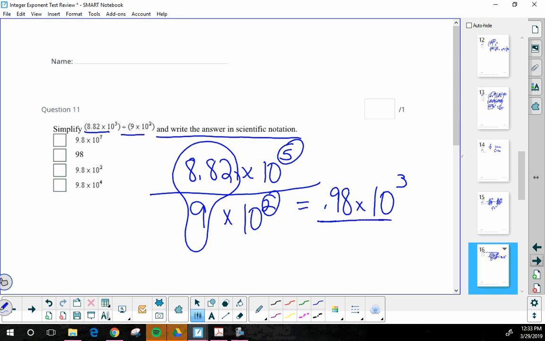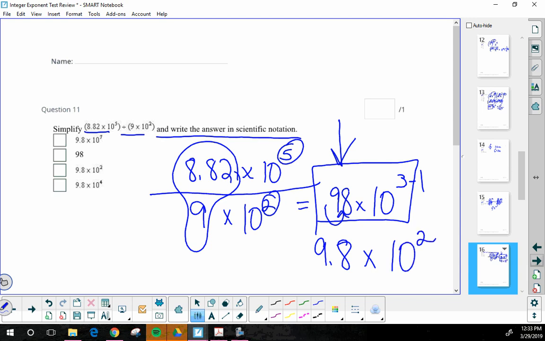But this right here is not in scientific notation. Remember, this number right here has to be greater than or equal to 1 or less than 10. So we need to move this decimal over. That's going to make it 9.8, which means we can subtract that one move from that exponent, and this is going to be 10 to the 2nd. So that is going to be this answer right here.